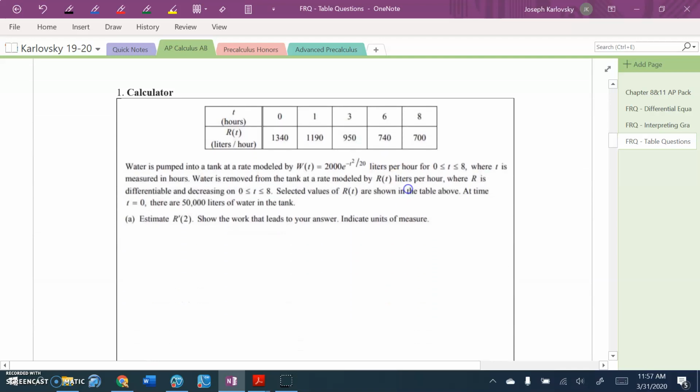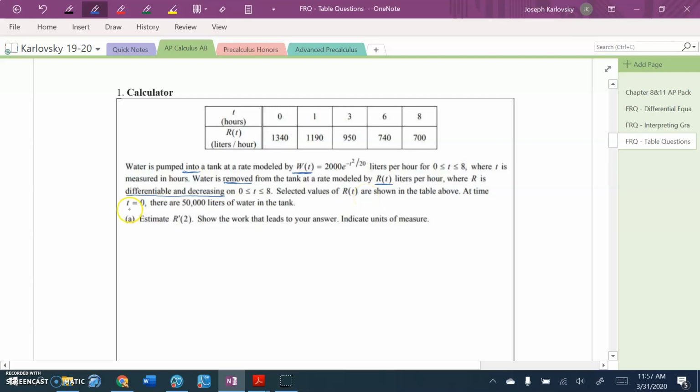These problems in the packet for sure need the calculator. Let's look at number 1. Very typical: water flowing in, water flowing out. Let's read. Water is pumped into the tank at a rate modeled by W of t, a function in liters per hour for 0 to 8, where t is measured in hours. Water is removed from the tank at a rate of R of t liters per hour, and R of t is our table. It says R of t is differentiable and decreasing on 0 to 8, and selected values are shown in the table.